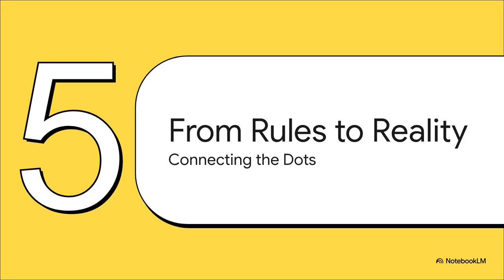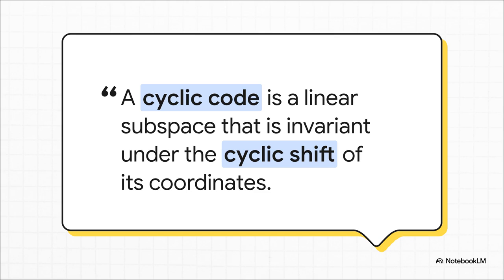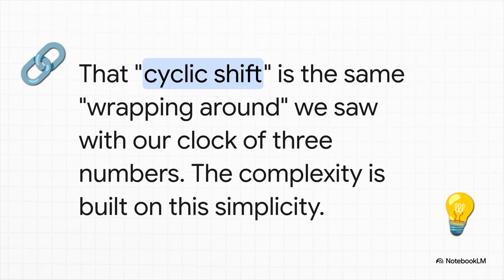Okay, so we have these super simple, really elegant rules. We've seen them in action with logic, and we've seen them with this tiny little circle of numbers. Now, it's time for the payoff. Let's go all the way back to the beginning. Remember this stuff? All that academic language about a cyclic code that is invariant under the cyclic shift. It just sounds so abstract and complicated, right? Well, get this. That cyclic shift, that's exactly what we were just doing. It's the wrapping around on our little 3-hour clock.